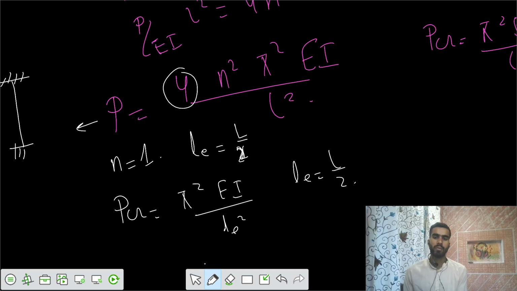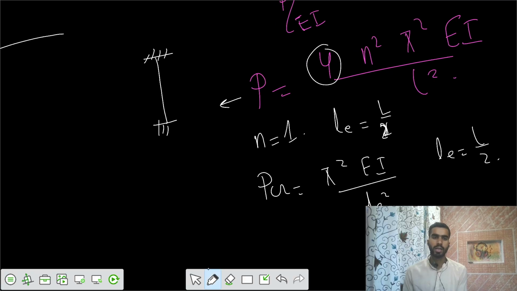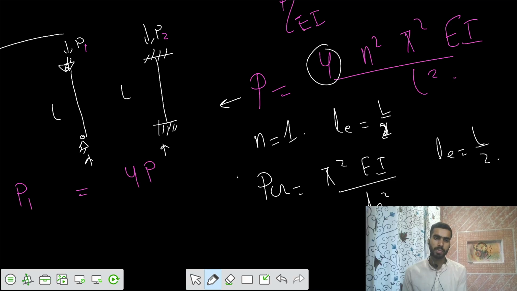If you have these two columns, one is your fixed column and the next one is your hinged column, both ends hinged, and both have length L. You apply a load of P, and there is some reaction upwards also. How much load can it take? Let's say the hinged column takes load P1, and the fixed one takes load P2. So P1 would be equal to 1 by 4 of P2. That means your P2 should be equal to 4 times P1.